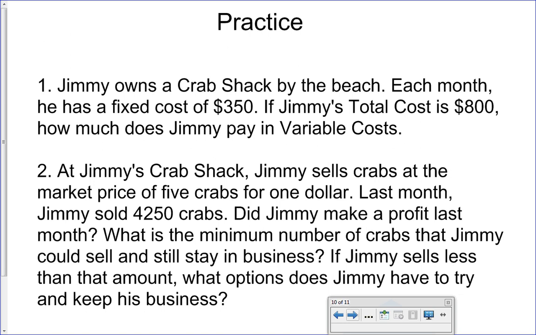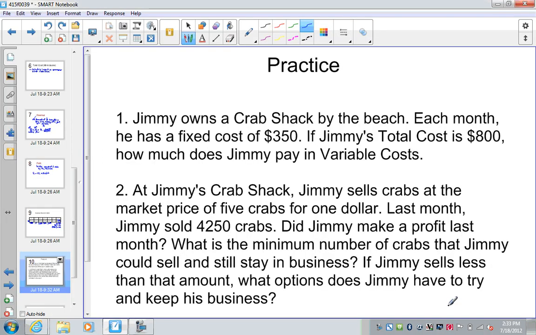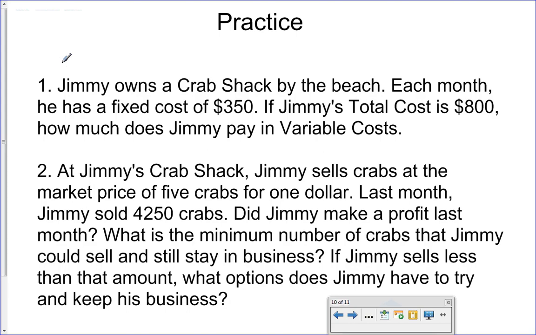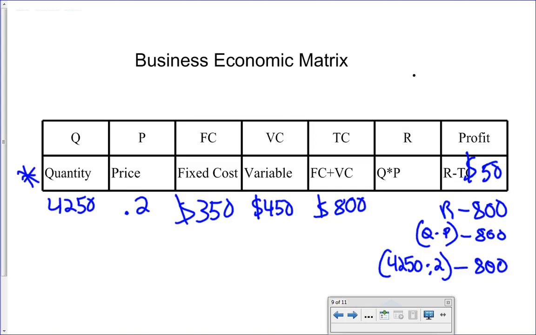What is the minimum number of crabs that Jimmy could sell and still stay in business? Okay, so really what this question is asking is how many crabs would Jimmy have to sell in order for his profit to equal 0? In order to stay in business, Jimmy would have to sell enough crabs to at least be able to cover his total cost for the month, which is $800. So the question is really asking, how many crabs would Jimmy have to sell to make $800?